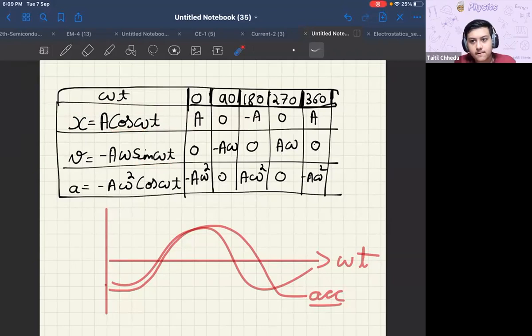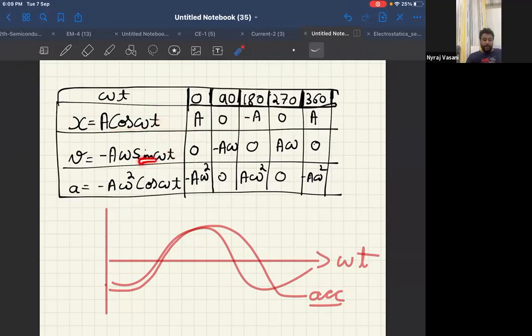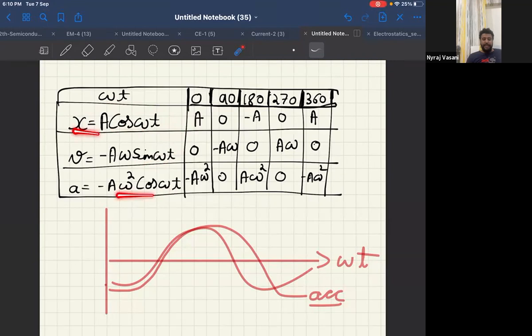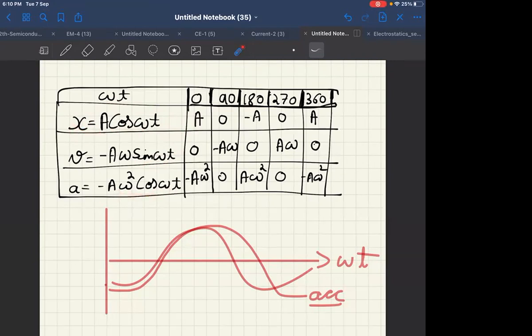Now, what is the phase difference between velocity and acceleration? Pi by 2. And what is the phase difference between displacement and acceleration? Pi. Now look at the previous case and tell me the answer, where the particle is starting from mean position.